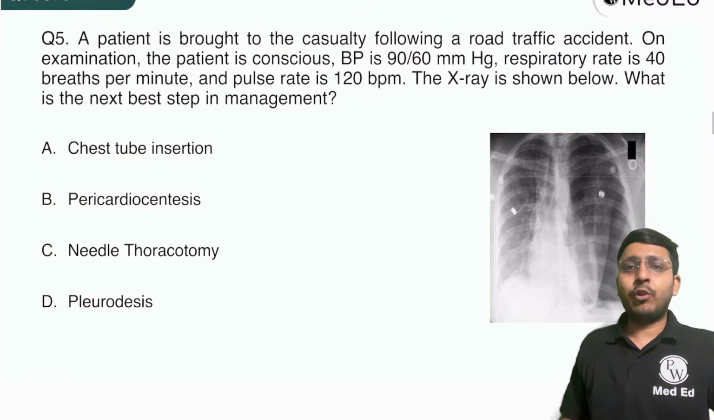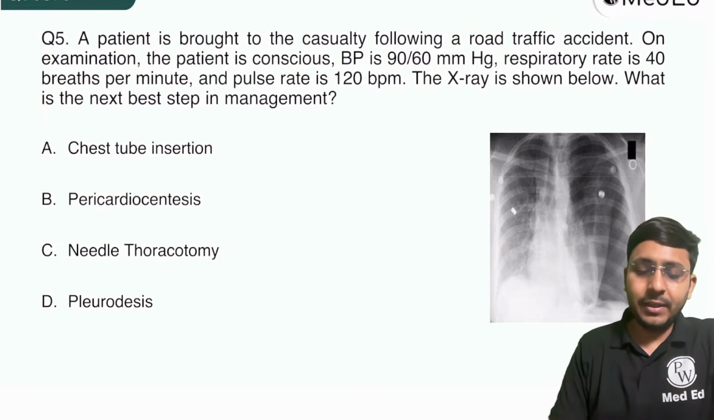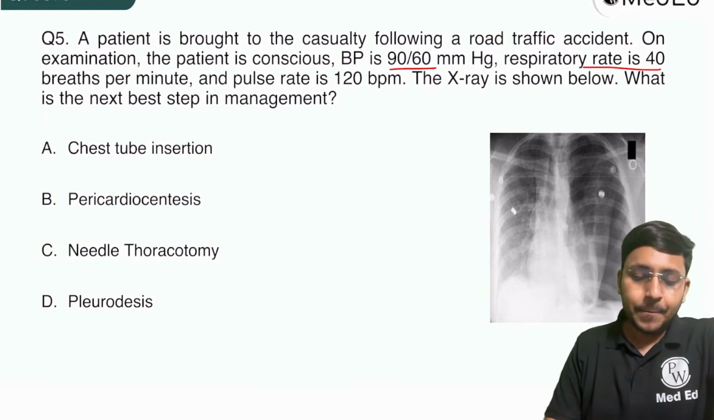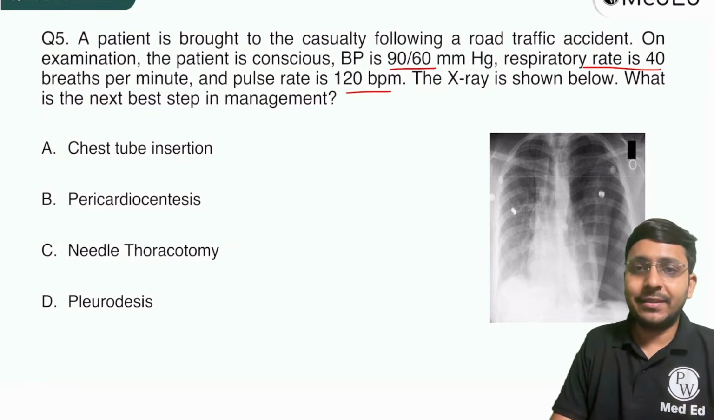Patient brought to the casualty following road traffic accident. On examination, the patient is conscious. His BP is 90/60. So hypotensive patient है. Respiratory rate is 40. And pulse rate is 120. So it is a tachypneic patient, tachycardia and hypotension. What is the next best step in management?